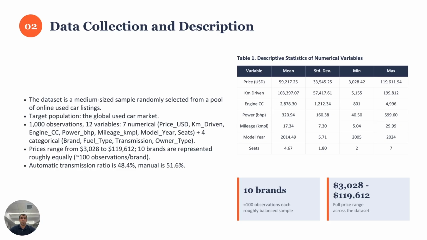This dataset is a random sample of 1000 used car listings. The target population is the global used car market. It has 12 variables, 7 numerical and 4 categorical. As you see in table 1, the average price is about $59,217 with a standard deviation of $33,545. Price ranges from $3,028 to $119,612, and model years from 2005 to 2024.